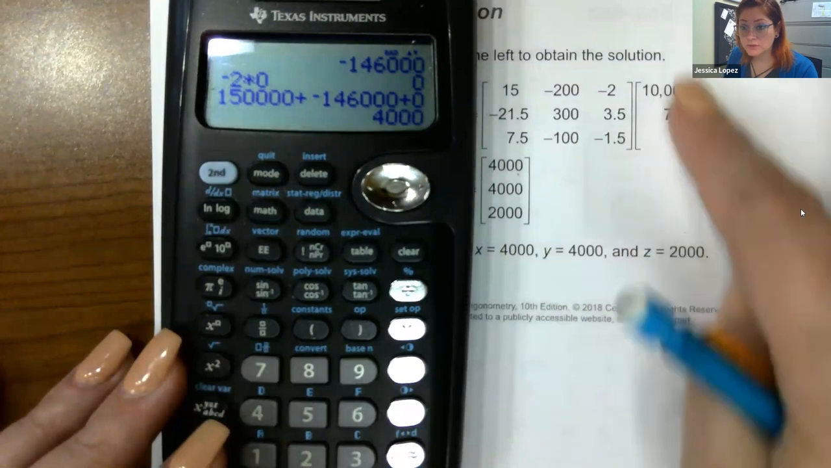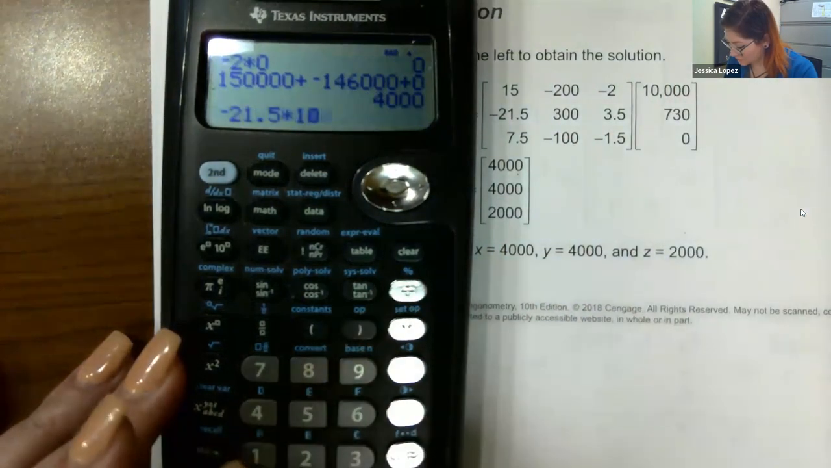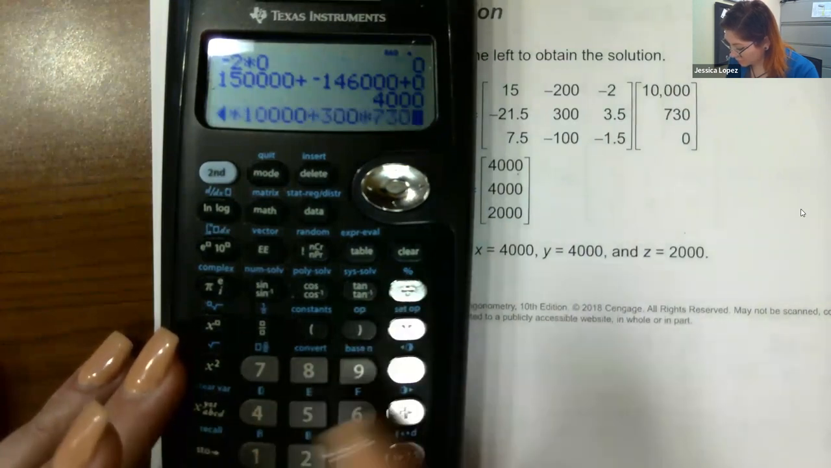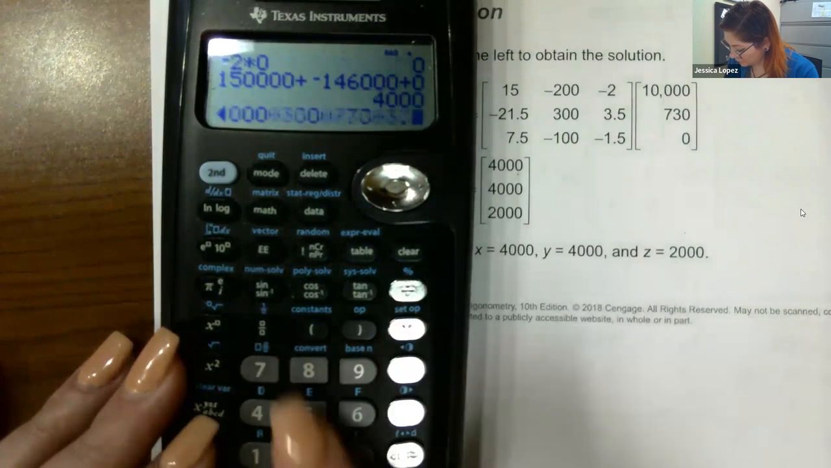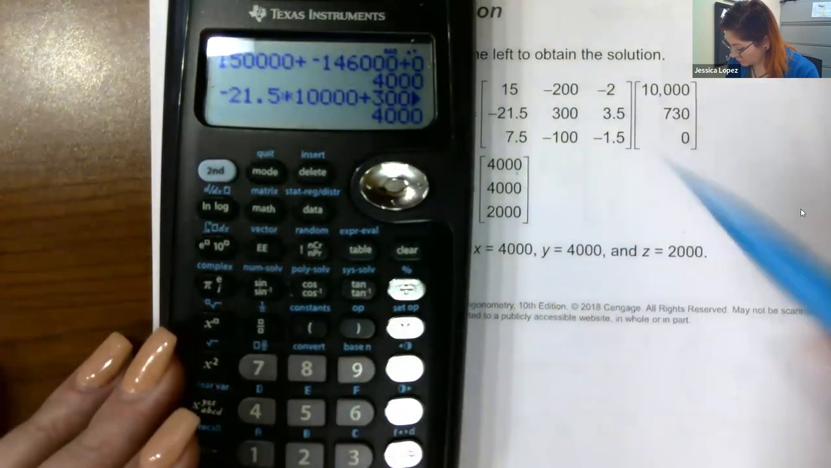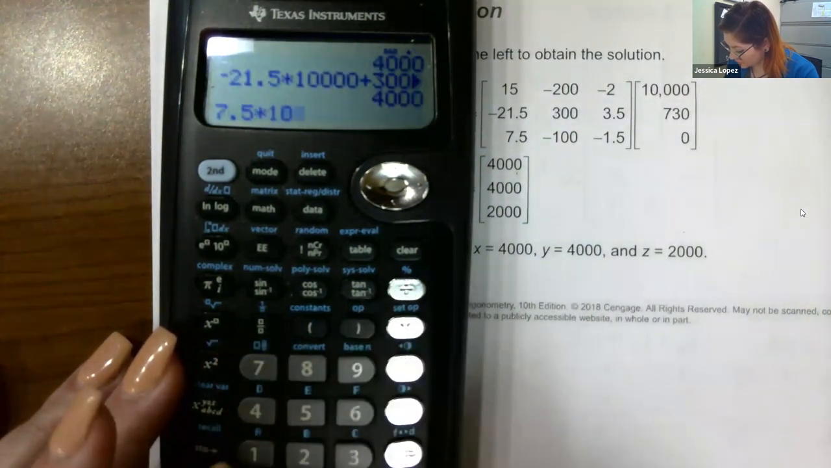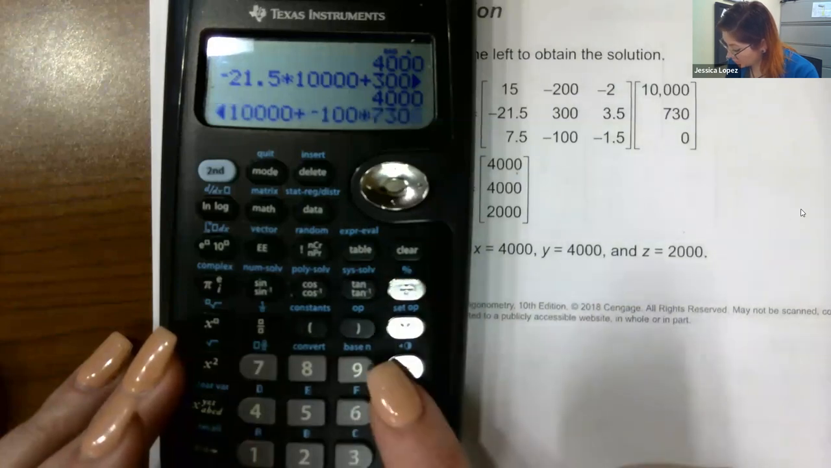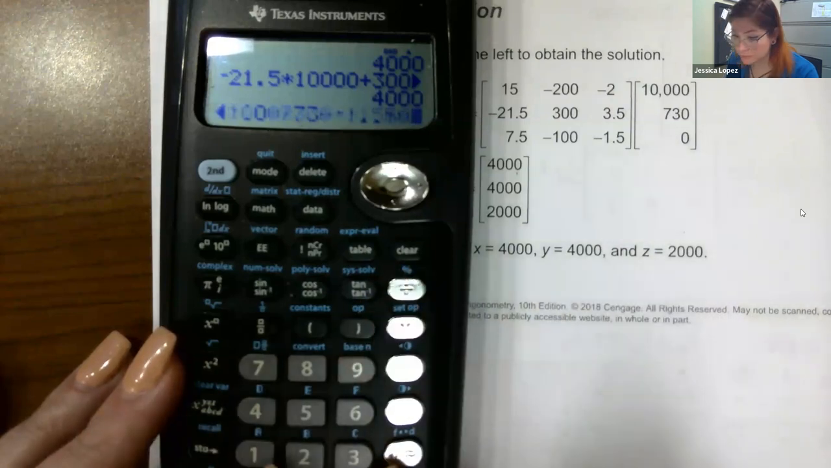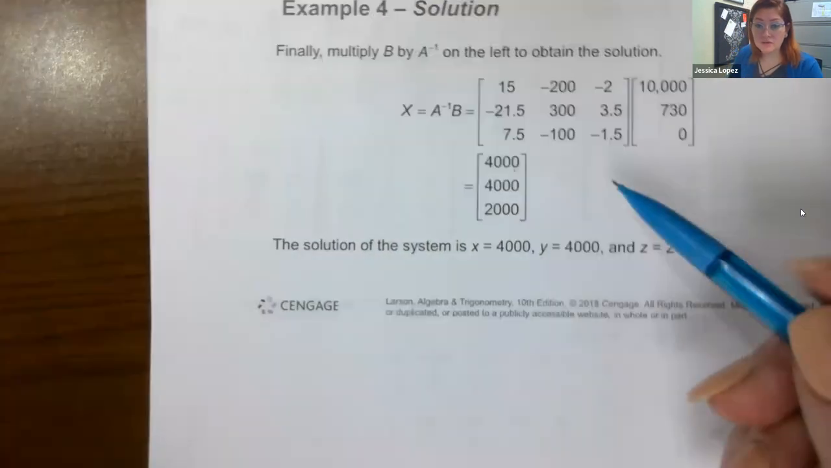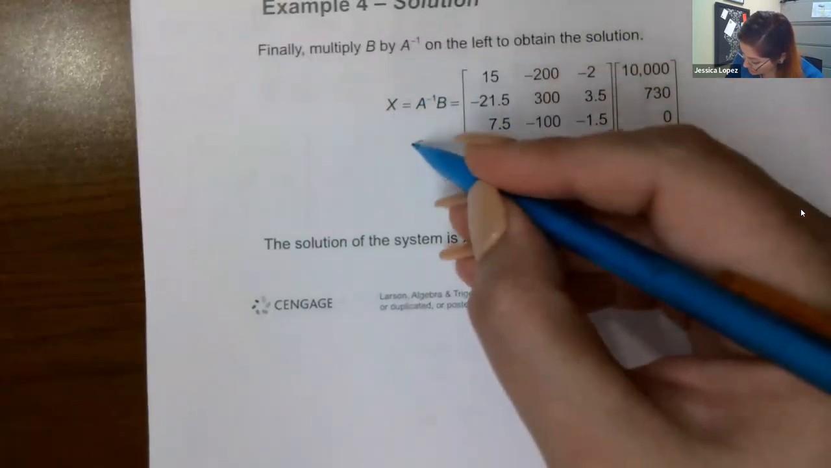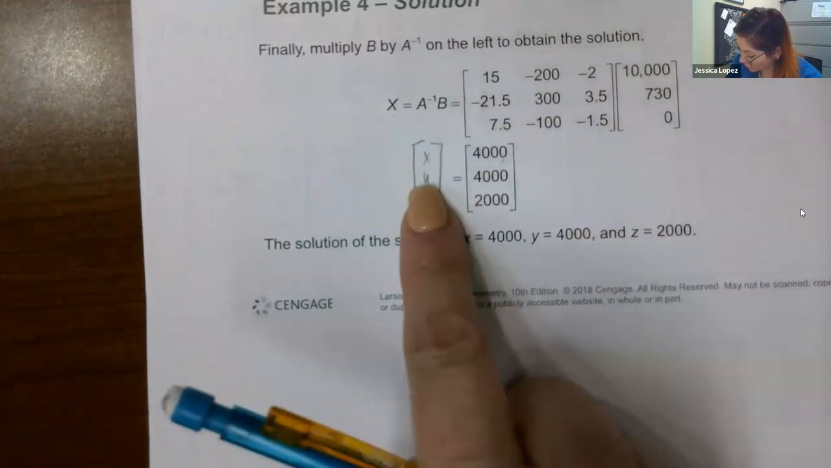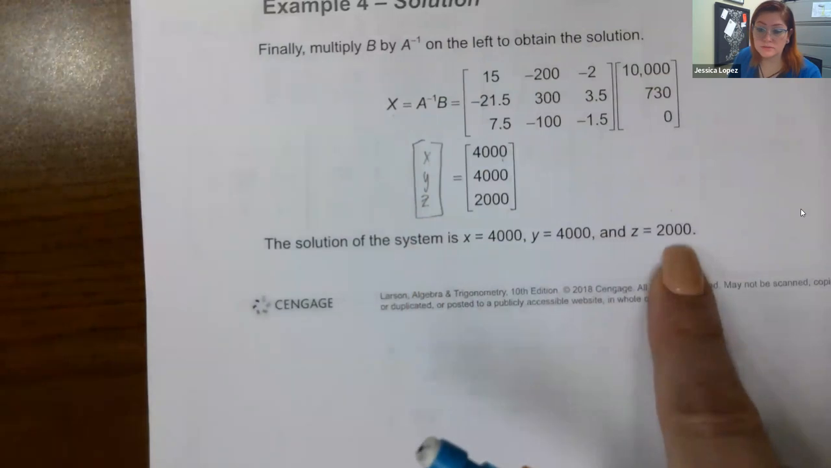Now we're going to do this row times this column. So negative 21.5 times 10,000 plus 300 times 730 plus 3.5 times 0. And we get the other 4,000. 7.5 times 10,000 plus negative 100 times 730 plus negative 1.5 times 0. And we get 2,000. And so then this tells you, remember, this is the X matrix. So it's X, Y, and Z. So it tells you that X is 4,000, Y is 4,000, and Z is 2,000.